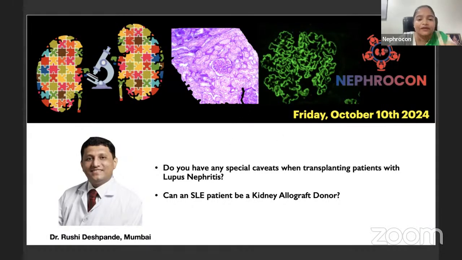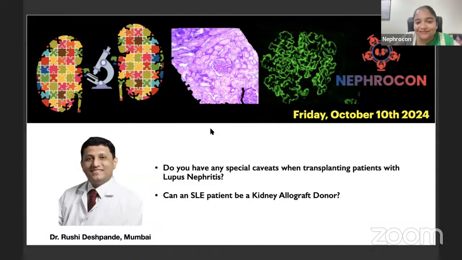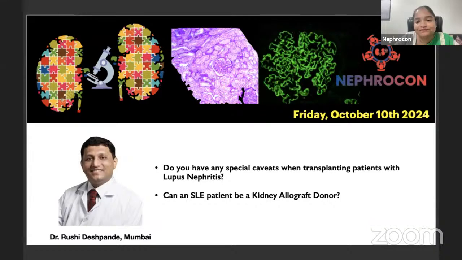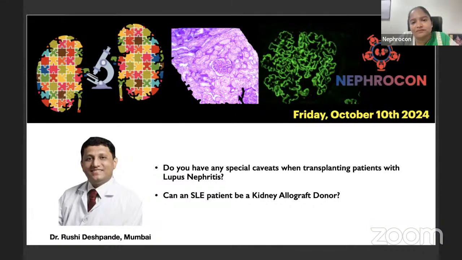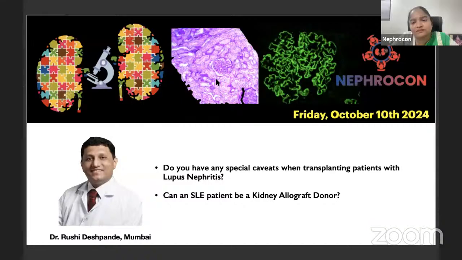Sir, and one thing I think, can an SLE patient be a kidney allograft donor? Ideally, no, because our basic principle when it comes to kidney donation is do no harm. Even if the patient has been in remission for, say, 5 years without any medicines, the chance of that particular patient having a lupus flare again in their life is much higher than somebody else who has no lupus at all. So ideally, a lupus patient should not be a donor.